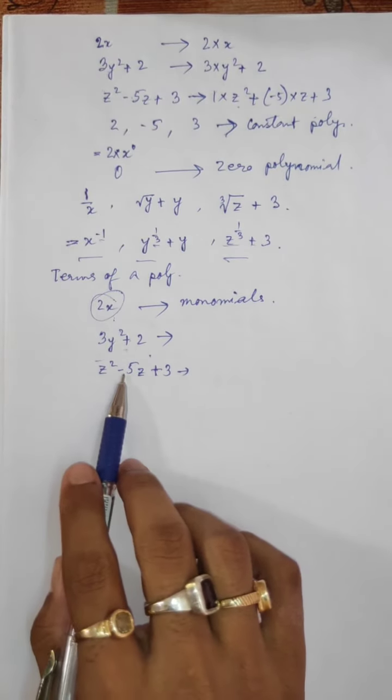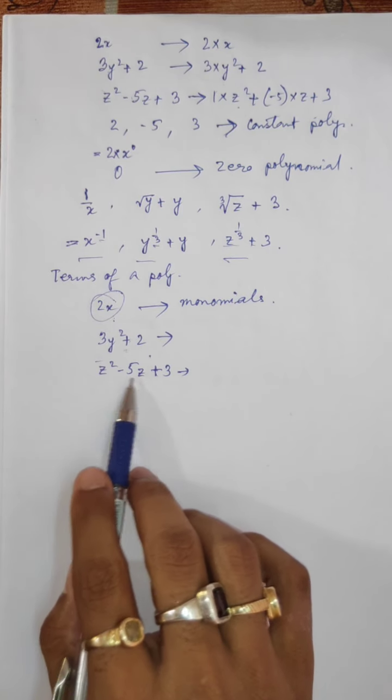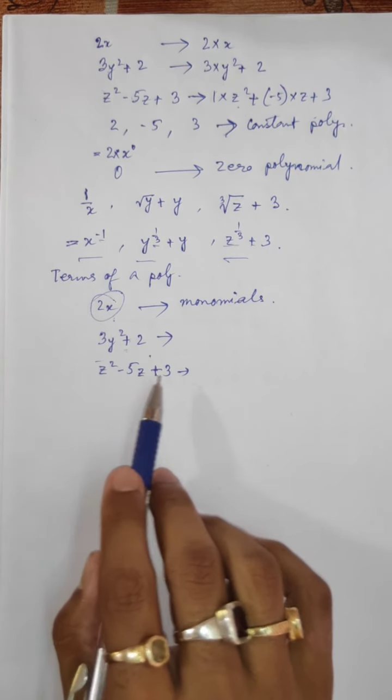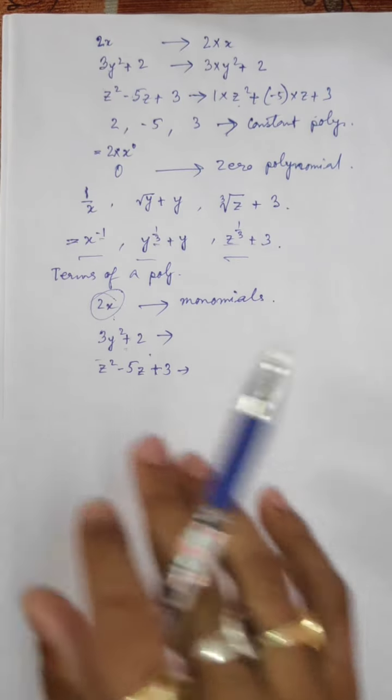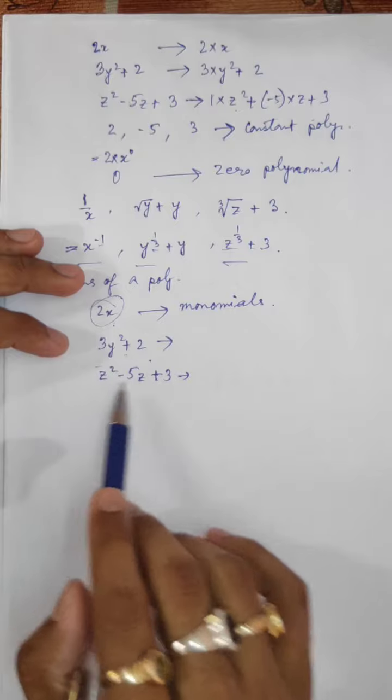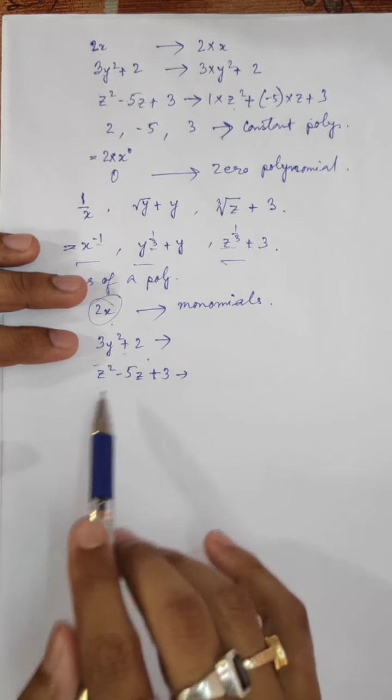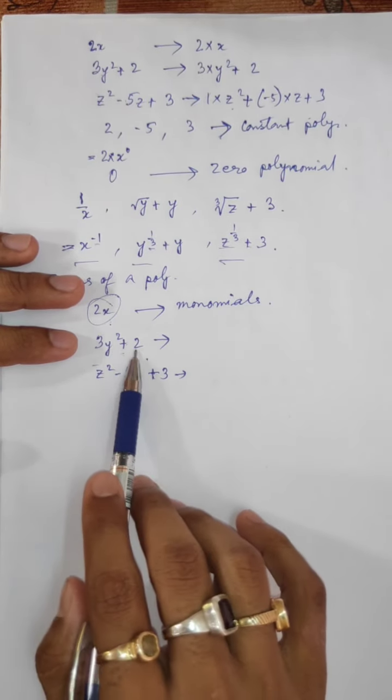See, in these expressions, between z square and 5z there is a minus sign, and between 5z and 3 there is a plus sign. If a plus or minus sign is there, then these are considered separate terms. So actually there are three terms and there are two terms.